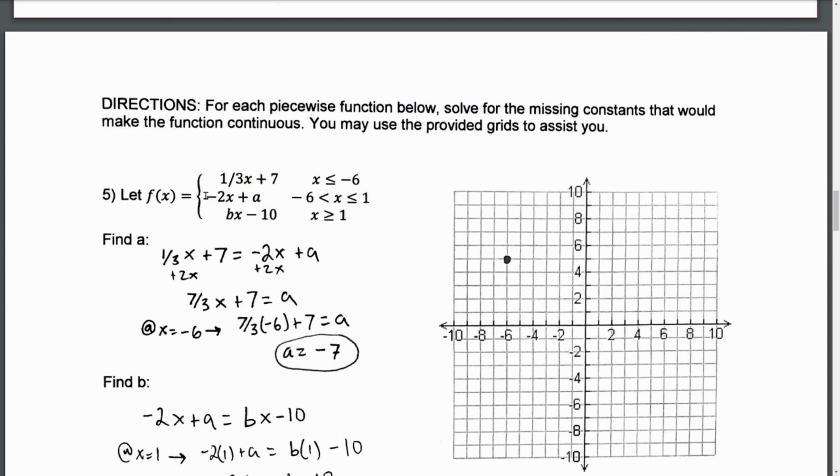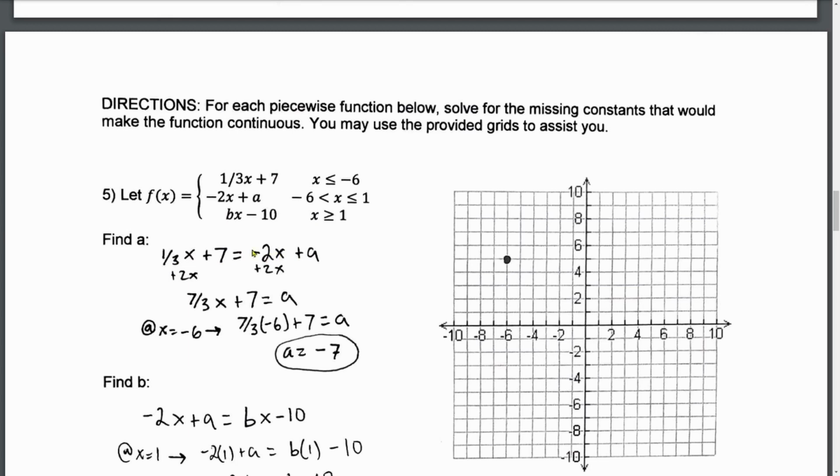So that means that at x equals -6, the y values have to be the same. So when it says find a, we see a here in the second function, we basically have to make sure that the y value here equals the y value for this function at x equals -6. So the first step is we have to set this function equal to this function. So let's set it up. We have 1/3 x plus 7 equals -2x plus a.